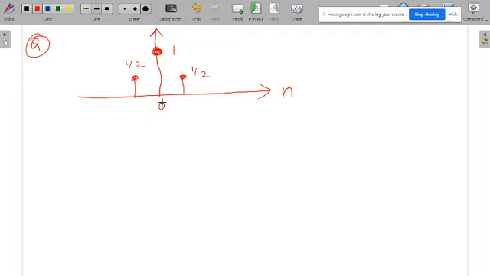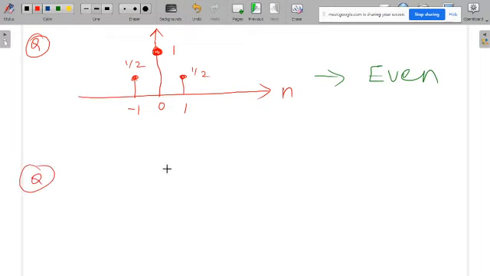One sample is present at n is equal to 0, and that value is 1. Another sample at n is equal to 1 is 1 by 2. Another sample at n is equal to minus 1 is 1 by 2. What is the nature of the signal? Is it an even signal or an odd signal? Even, yes, even. So this is an even signal, because if I apply the mirror image with respect to the y-axis, the signal remains the same.